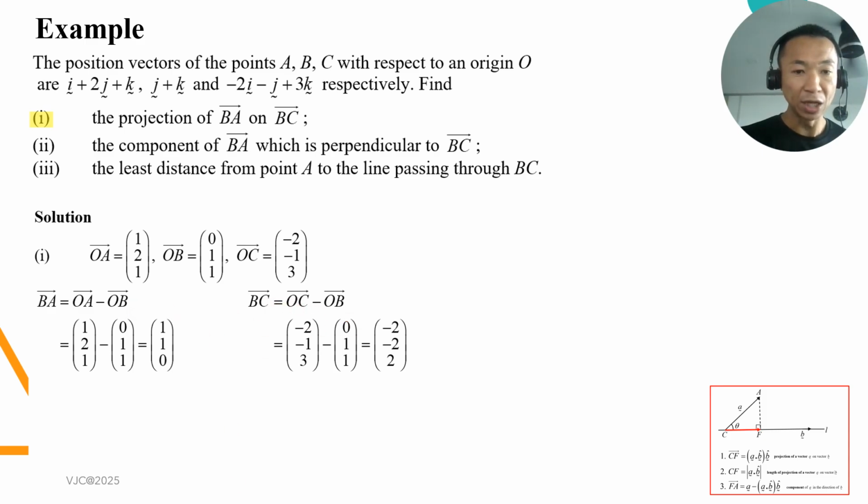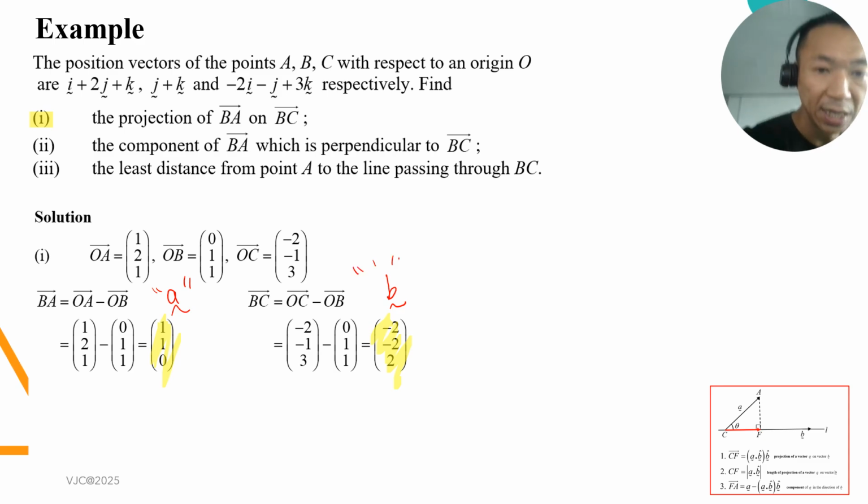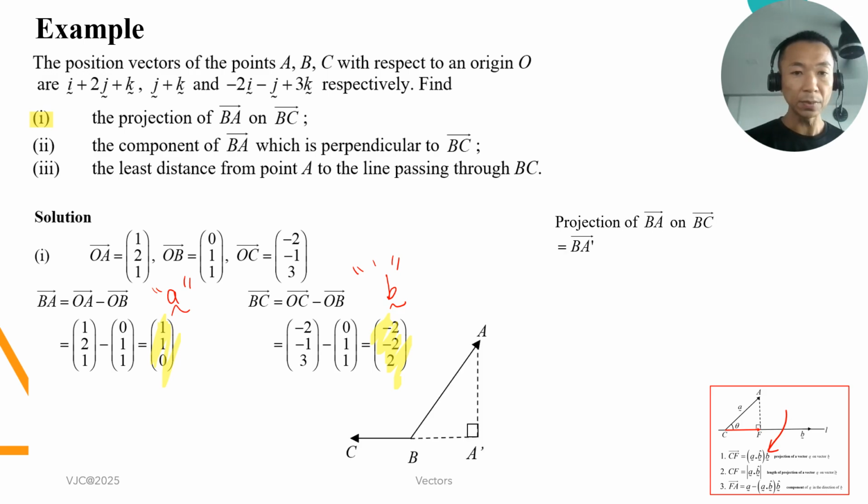So essentially what you want is to project this on this. If you call this A, if you call this B, loosely speaking, then you are actually applying this formula over here. You want to project BA on BC. So the projection of BA on BC is BA prime. Now if you take a look at my diagram here, I drew it like that, where BA is this way and BC is the other way, where the angle between BA and BC is an obtuse angle.